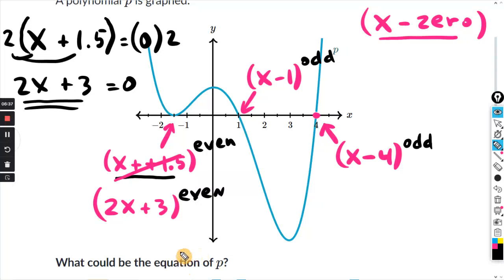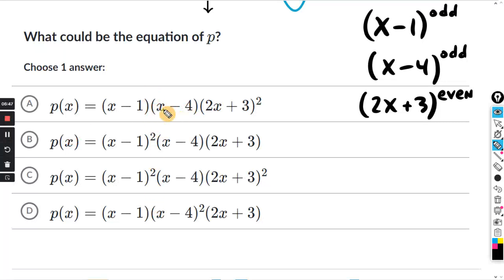All right, so that's it. We have even, odd, and odd. So we want to look for the correct answer. All right, so here are the choices. And remember, when there's no exponent on the binomial, the exponent is automatically a 1. You don't necessarily have to write the 1 on each one, but just remember that if there's no exponent, it's a 1. So x minus 1 has an odd exponent.